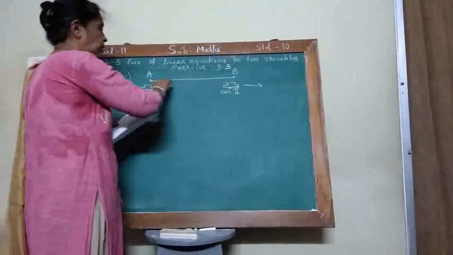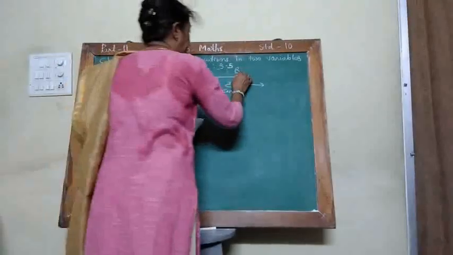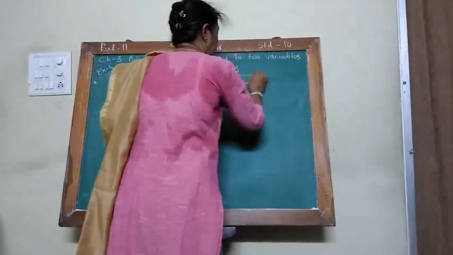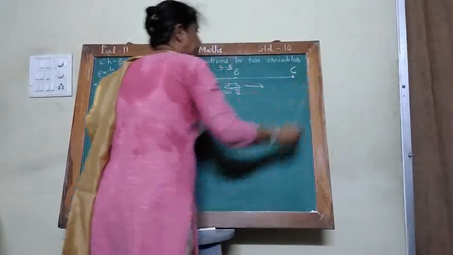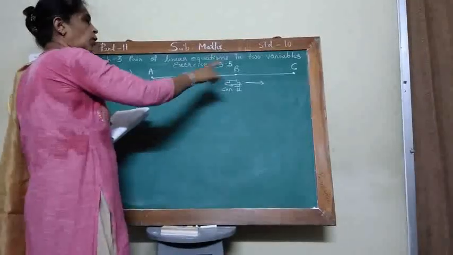So they travel 5 hours, and after 5 hours they meet, and suppose this is the place C at which both meet.